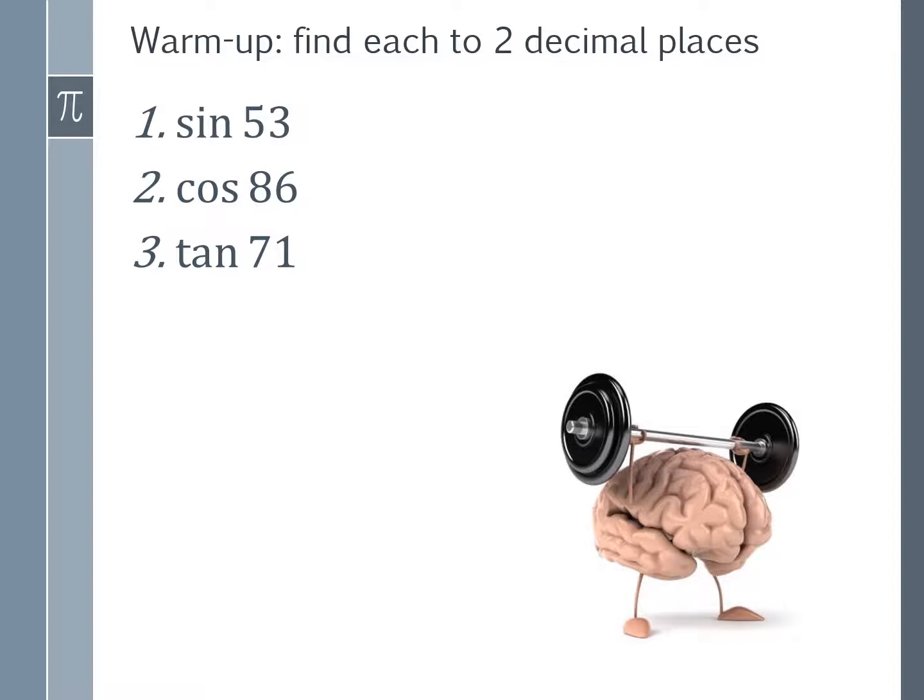So sine 53, hopefully when we round to 2 decimal places, you should have got like 0.7986. If you have to go to 2 decimal places, that's going to round to 0.80. Next one, cos 86. You should have got 0.0697, which rounds to 0.07. And then tan 71, 2.9042, which rounds to 2.90. Hopefully you got all that right.